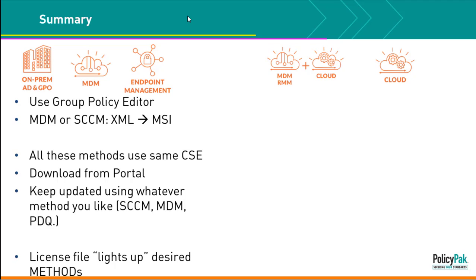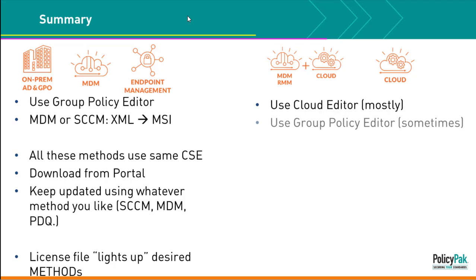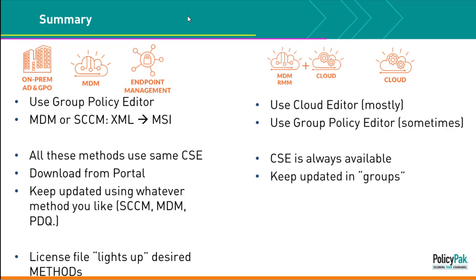And in the hybrid or PolicyPak Cloud land, you're going to mostly use the in-cloud editor, but sometimes you're going to have to fall back to the group policy editor, which is why we recommend you have a small offline test lab. It doesn't have to be a real domain controller, just a fake one with a fake computer as a domain-joined machine. Use some small-scale testing there. So sometimes you'll fall back to the group policy editor. The client-side extension is always available in PolicyPak Cloud. You do need to keep it updated, and we give you the ability to toggle different groups, and we have videos on that, but you do have to keep it updated. And lastly, the license for PolicyPak Cloud is in the cloud. That's really all there is to it.